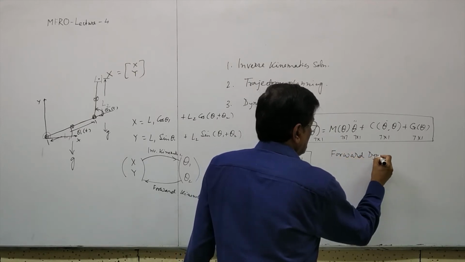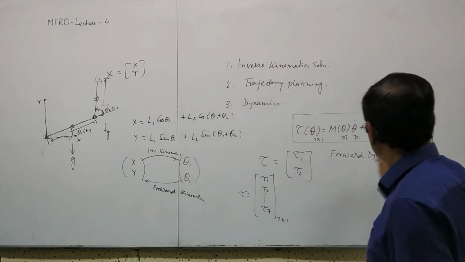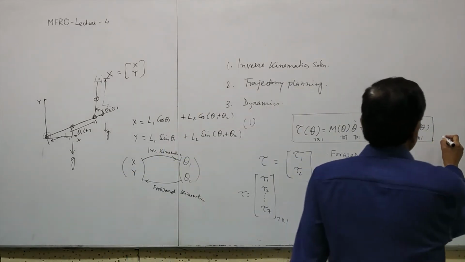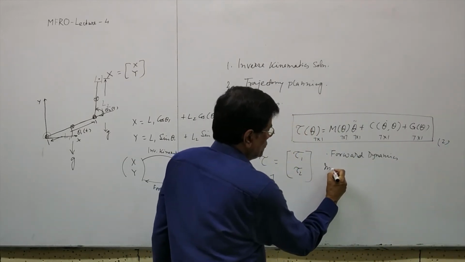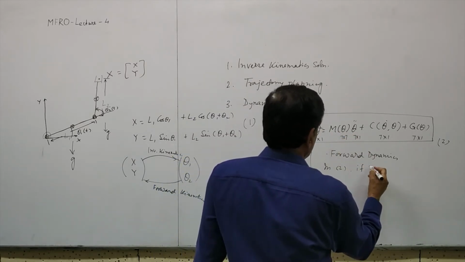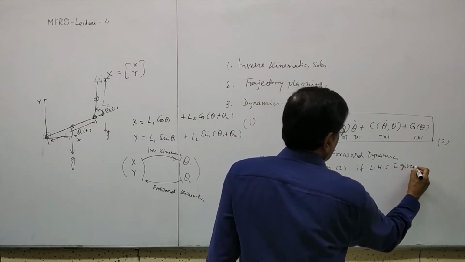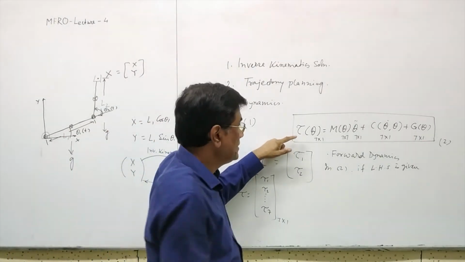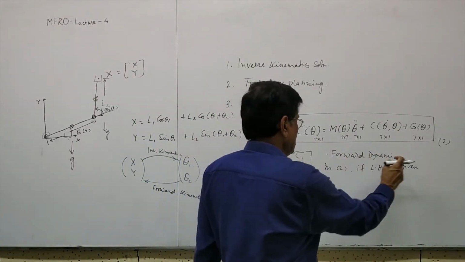Forward dynamics. Right? So if I call this equation set 1 and this equation set 2, in 2, if the left hand side is given, that is tau theta is given, and as a result motion is created, it is called forward dynamics.